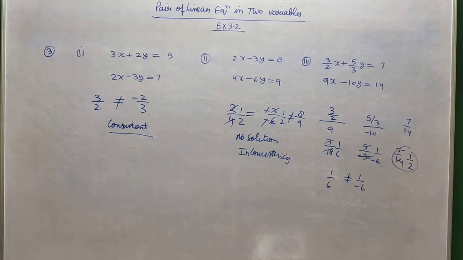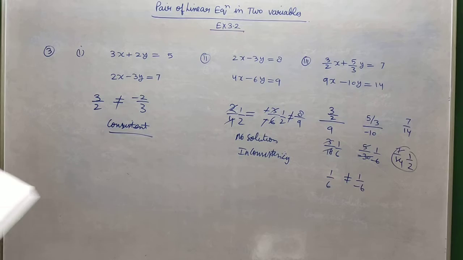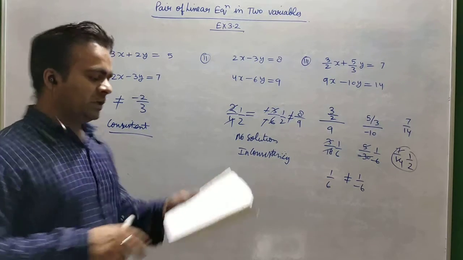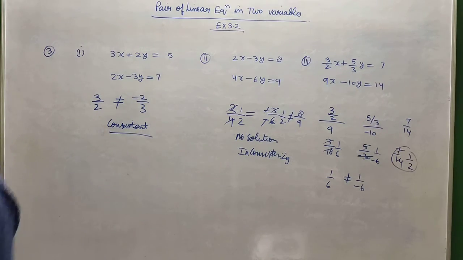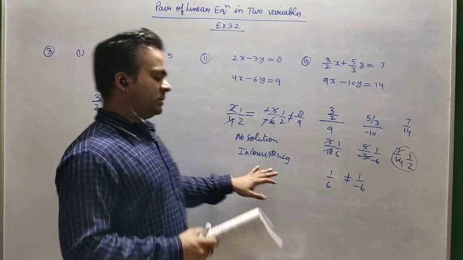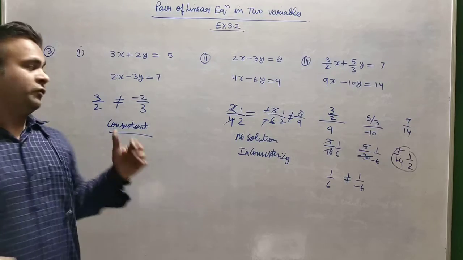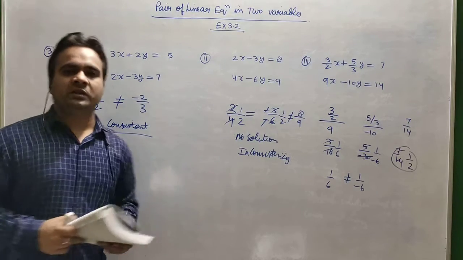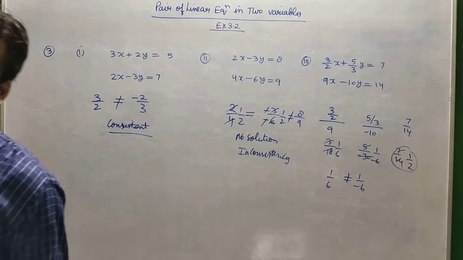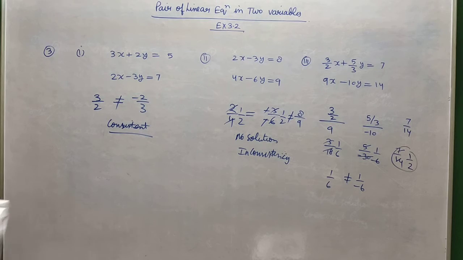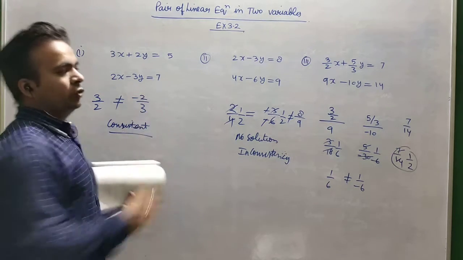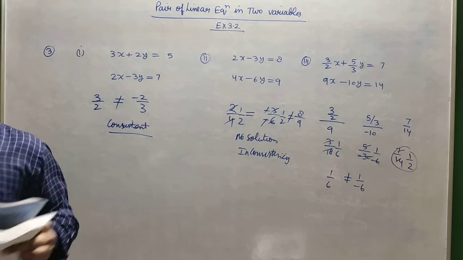Again, in the fourth question, which of the following pairs of linear equations are consistent or inconsistent? If consistent, then obtain solutions graphically. So what you will do here, first of all you will find whether they are consistent or inconsistent. If they are inconsistent, there is no need to find the solution. Only for consistent ones you will find the solutions by graph. So you will use the graphical method there, which I have told you, right?